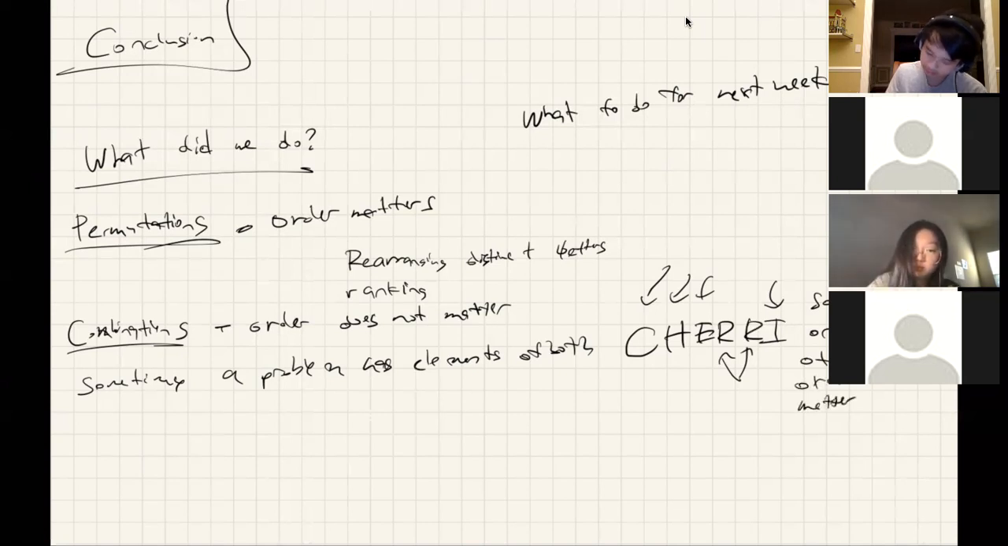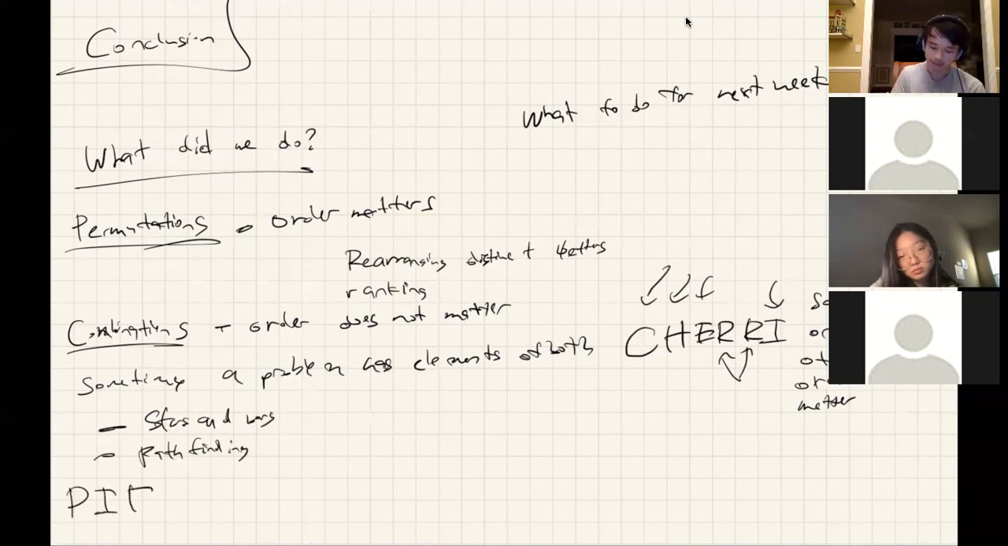We talked about a few applications of combinations like stars and bars and path finding. And last but not least, we talked a little bit about the principle of inclusion and exclusion.